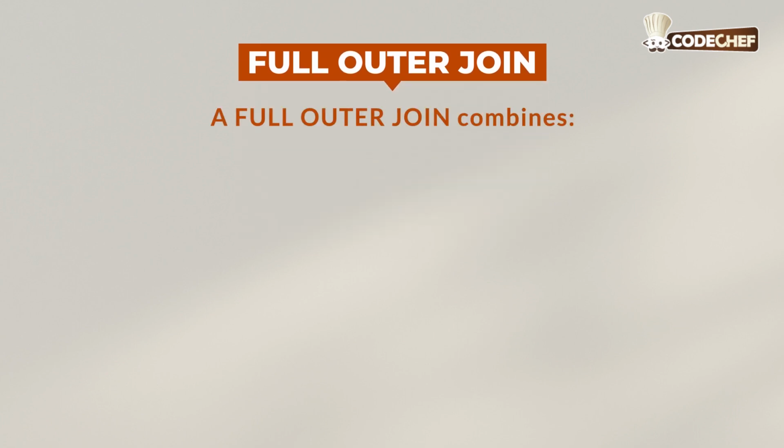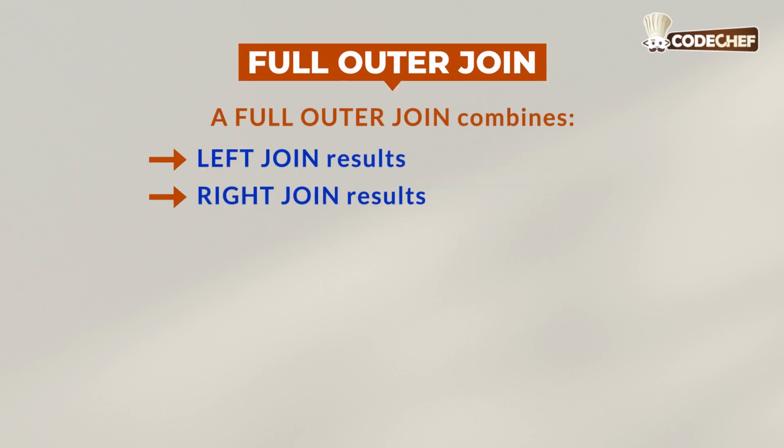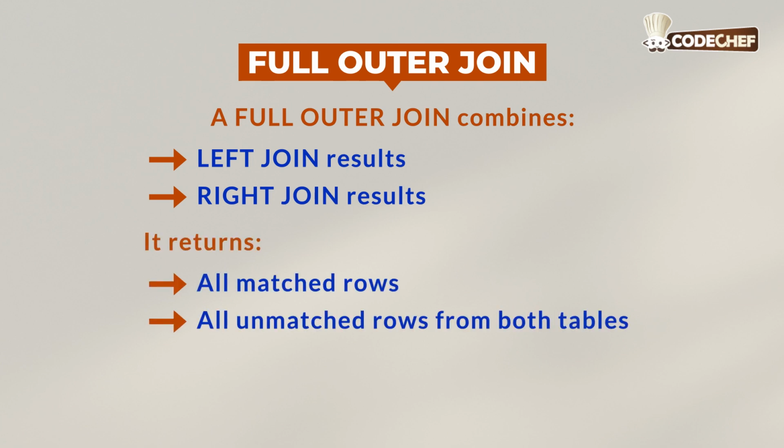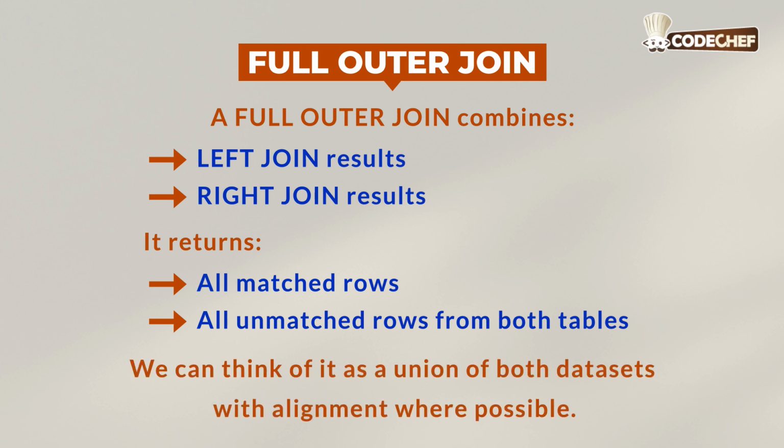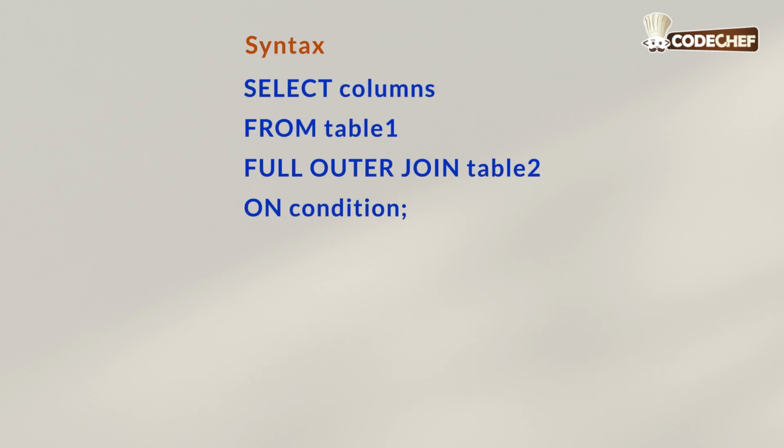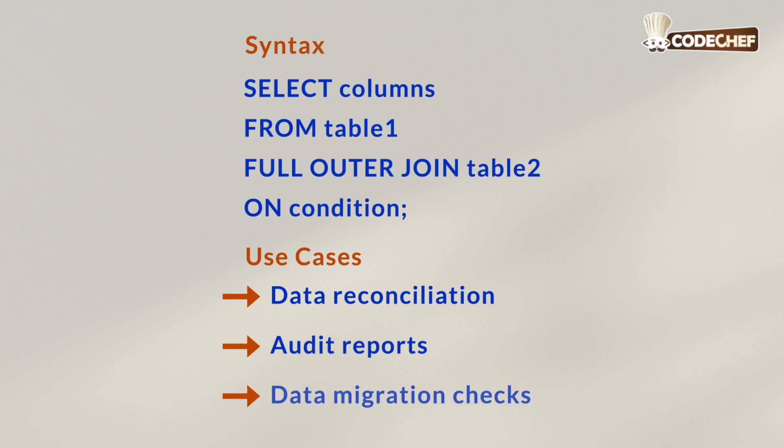A full outer join combines left join results and right join results. Basically, it returns all matched rows and all unmatched rows from both the tables. We can think of it as a union of both data sets with alignment where possible. Its syntax is: select columns from table 1 full outer join table 2 on condition; semicolon. So it is exactly the same syntax, the only difference is the name of the join. So here we are writing full outer join. Its use cases are first, data reconciliation, audit reports and data migration check.